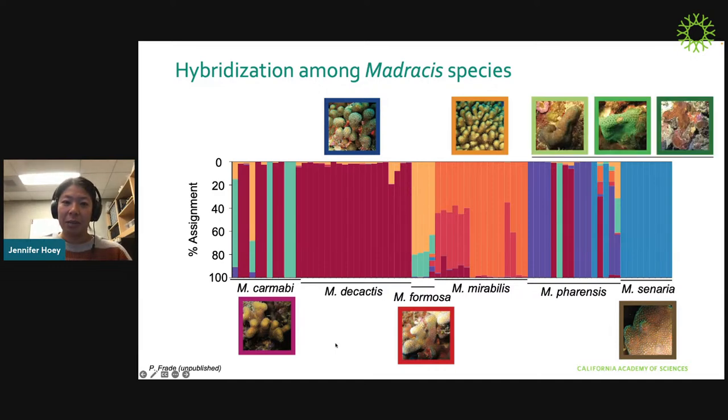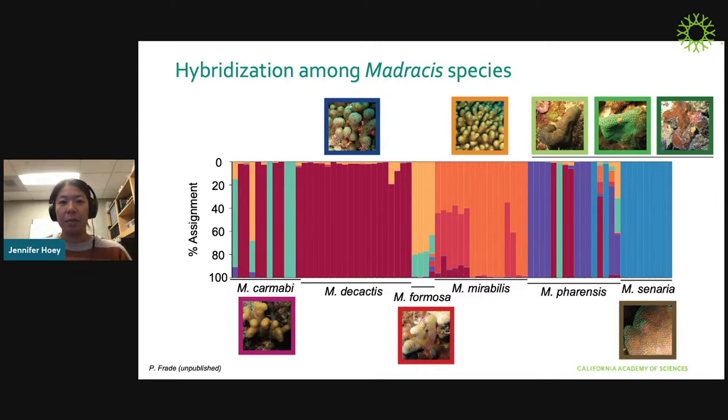And then finally, if we look at Madracis francis, remember this is the one that has a diversity of morphology and colors. So of the colonies that we think are francis visually, there are some, this purple color, that are distinct from the rest of the Madracis. There are also others that were probably misidentified. These ones that genetically look like dicactus, or for example, this one that looks genetically like carmabi, or cenaria here with the blue. But there are a few, this one, and this one, where something interesting is probably going on. And it looks like it's probably hybridization based on this and other follow-up analyses.